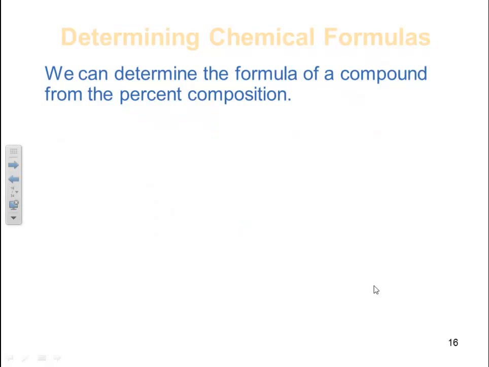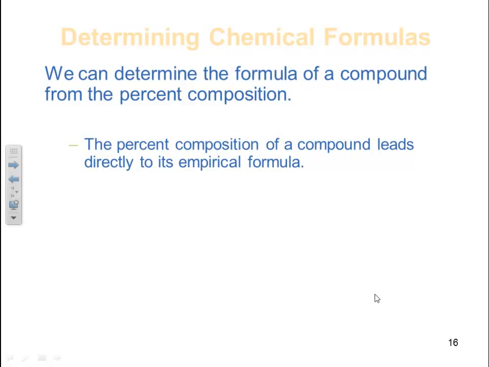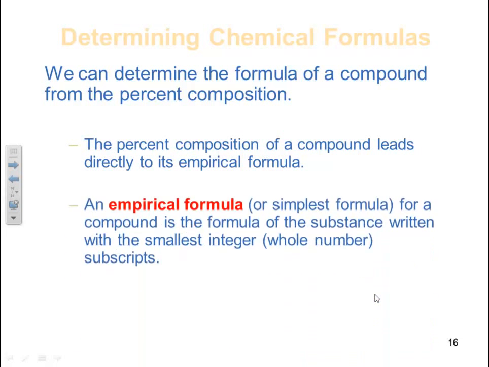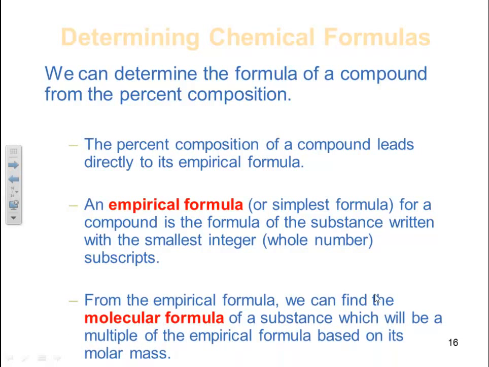Now we can determine the formula of a compound from the percent composition. We can determine the percent by doing several experiments to isolate the components and get the percent of each element involved. The percent composition of a compound leads directly to its empirical formula. The empirical formula, or the simplest formula for a compound, is the formula for the substance written with the smallest integer whole number subscripts. From this we can find the molecular formula of the substance, which will be some multiple of the empirical formula based on its molar mass.